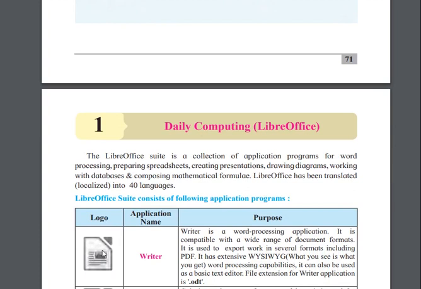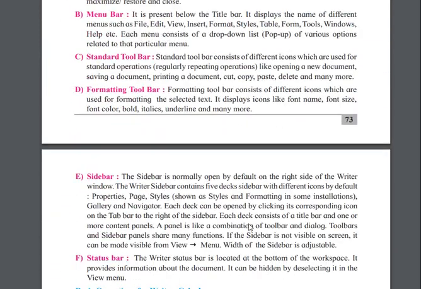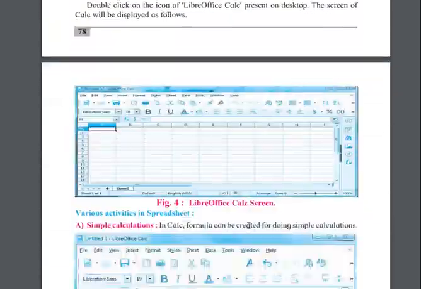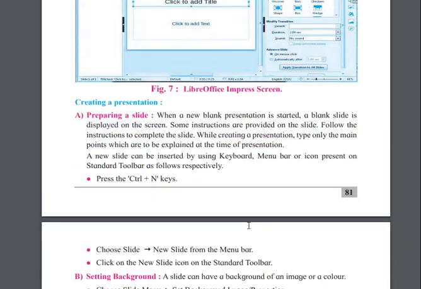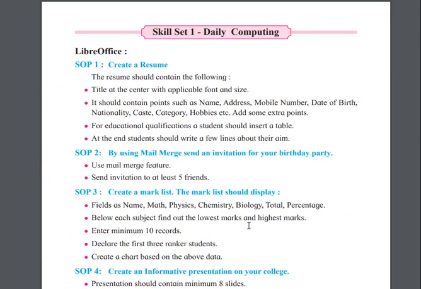We have already seen the practicals and we have performed the practicals of Delhi Computing which were based on your LibreOffice. So there are different SOPs we have seen in Delhi Computing. The different types of SOP were SOP number 1 and SOP number 2, 3, 4. There are 4 different types of SOPs which are included under your Delhi Computing skill set. So your skill set 1 deals with Delhi Computing.